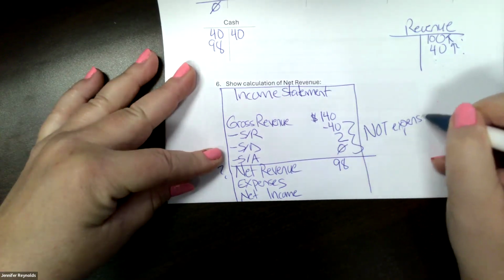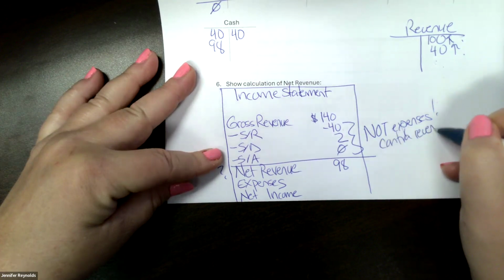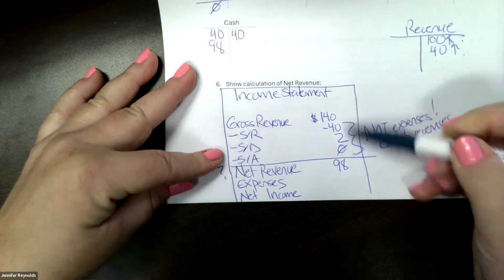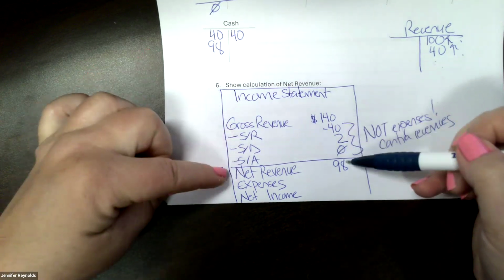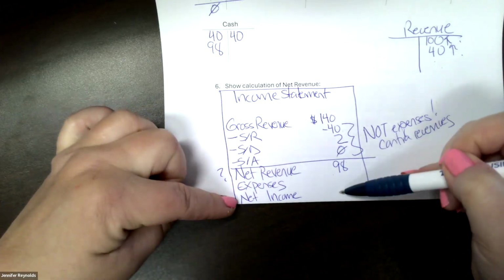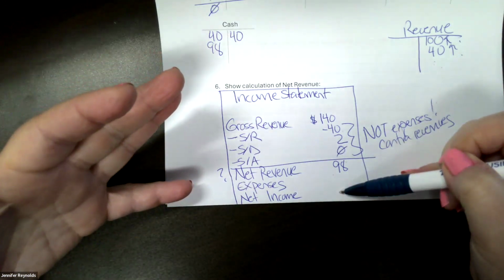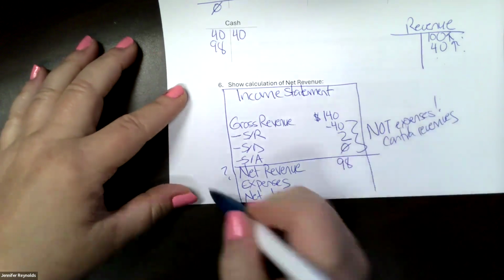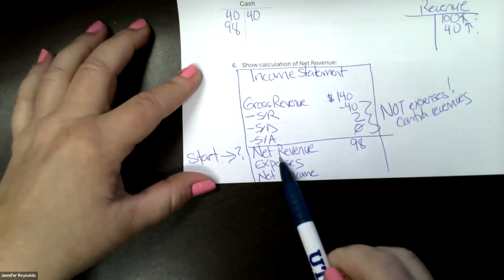What do we call those things? Contra revenues. So if we report them on the financial statement, they are going to go up with the revenues to get us down to net revenue. Then come expenses, then comes net income. So in practice, what we'll see a lot as we look at real companies in intermediate is that a lot of times companies start right here with net revenue.